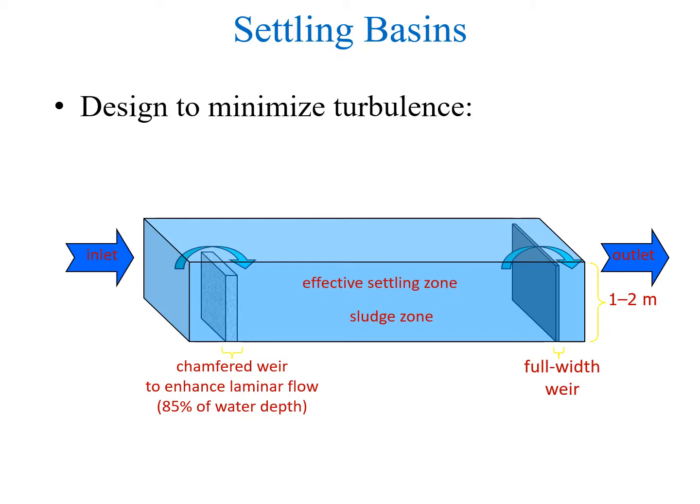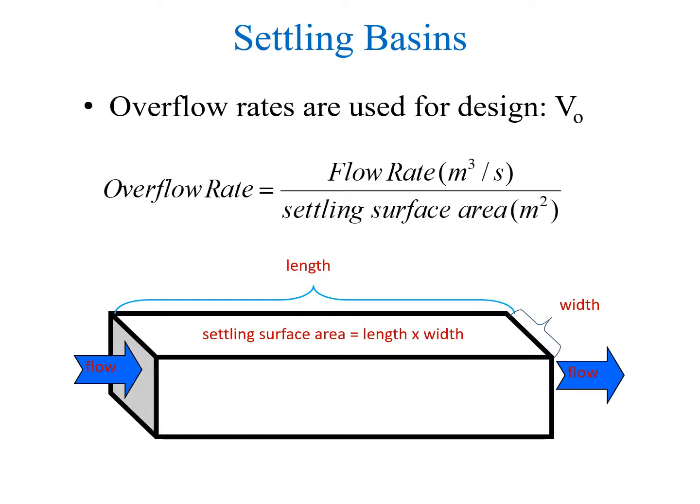Settling basin: we design to minimize turbulence. As you see here, this is a tank, and there's an inlet, an outlet, and this is the depth of the water. We have to define some parameters. The first parameter we define is the overflow rate, which is used for design. So V initial is the overflow rate: the flow rate Q in meters cubed per second per settling surface area, so Q over area. The area is the top area, length times width.